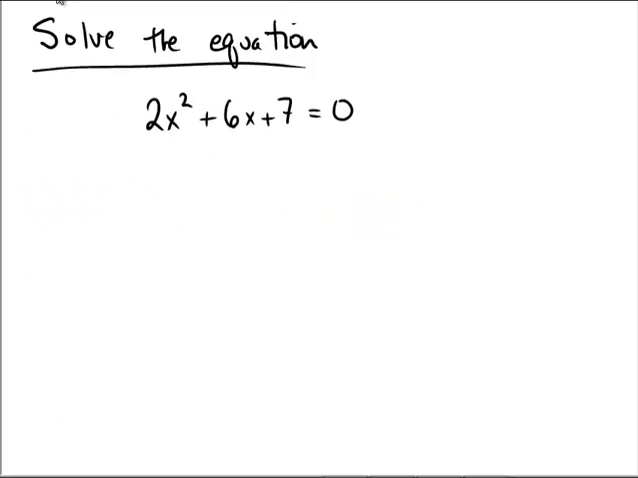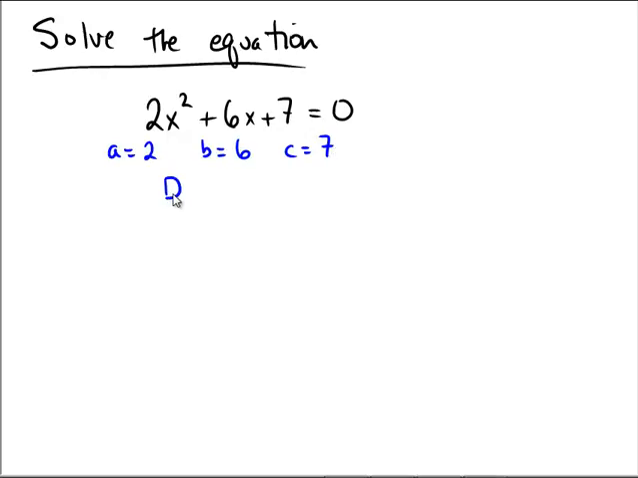This quadratic equation: 2x squared plus 6x plus 7 is equal to 0. My favorite technique here is the quadratic formula. Let's try it out. A equals 2, b equals 6, c equals 7, as these are the coefficients to the quadratic term, the linear term, and then the constant at the end.